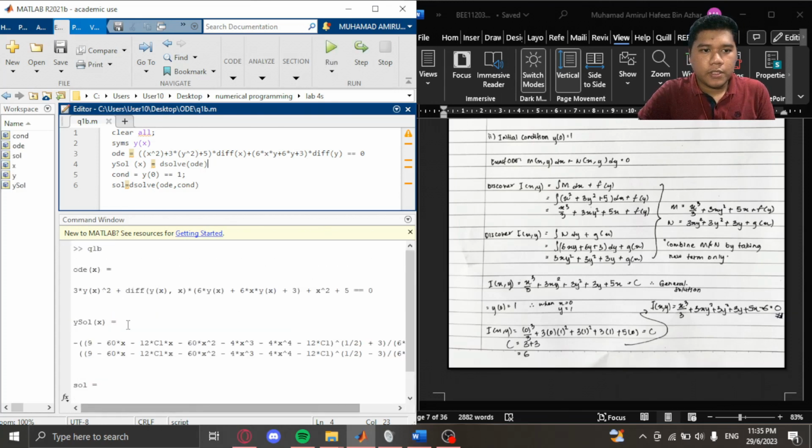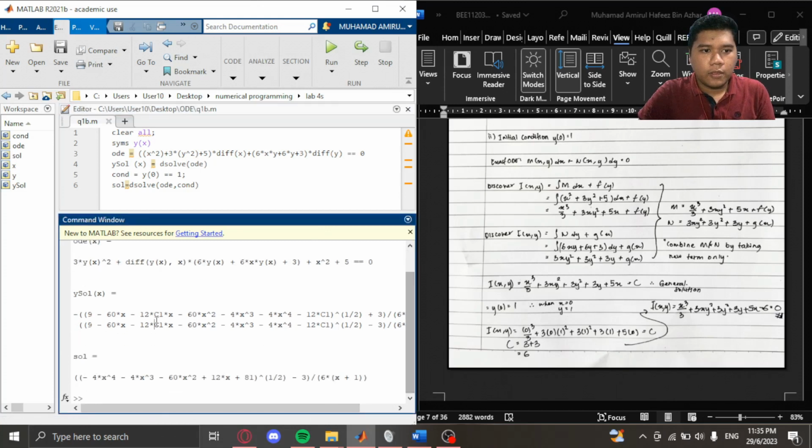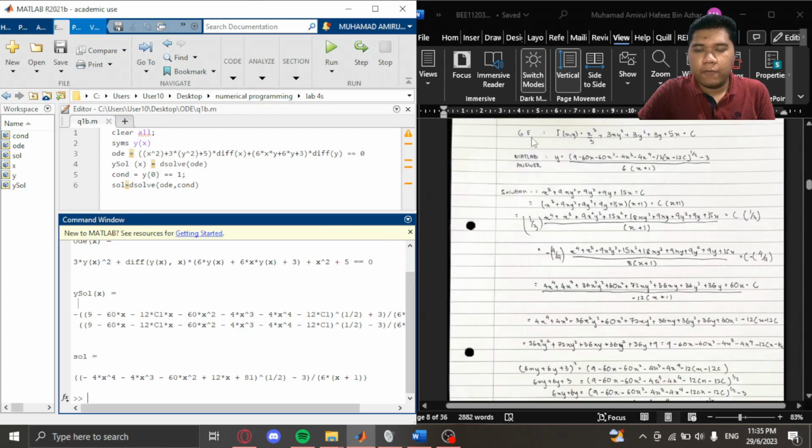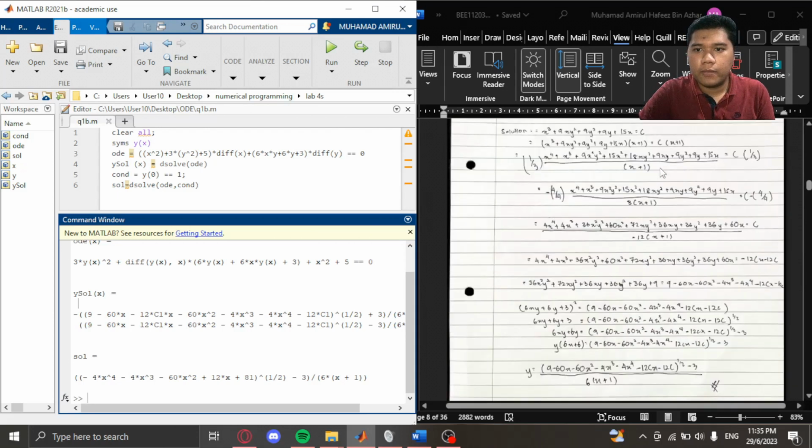okay, so as you can see, the general solution, or ysol, the answer from MATLAB, is different from the manual calculation. However, the actual answer is very similar. We need to change the manual calculation equation to match the one from MATLAB. So this is the transformation from the manual calculation to MATLAB. After transforming the manual calculation, we could see that the answer is actually the same as MATLAB.